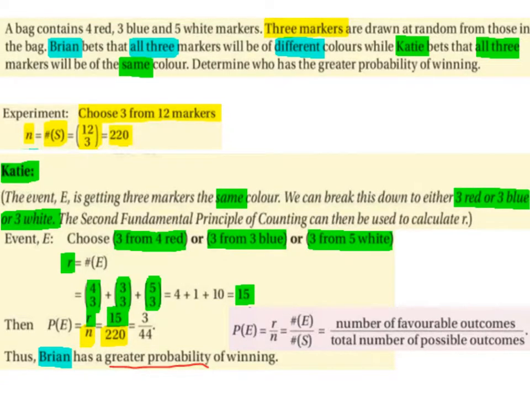So OR is 15. Then the probability of E, the event, is OR divided by N, which is 15 over 220, which is 3 over 44. Remember, the OR is the number of favourable outcomes. The N is the total number of possible outcomes. Thus, Brian has a greater probability of winning.